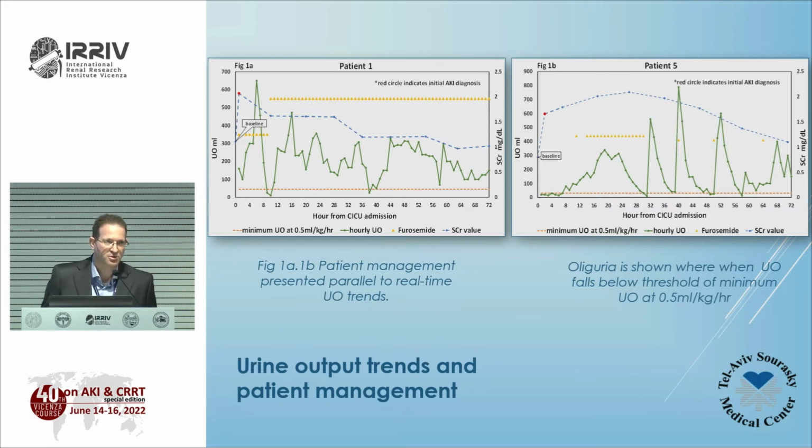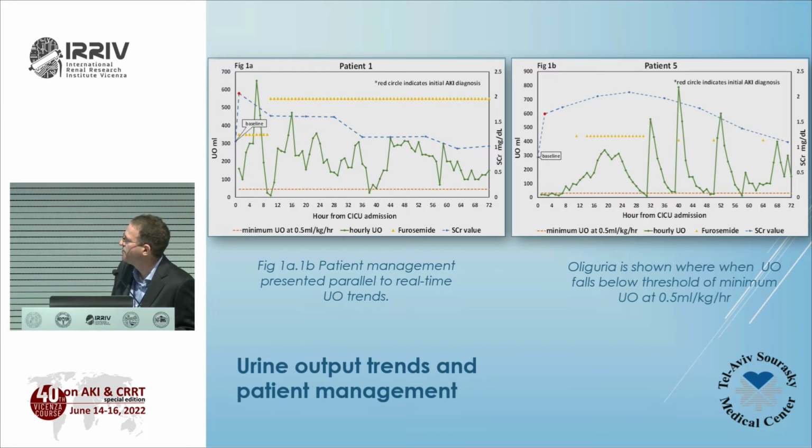When we focus here on patients with acute decompensated heart failure, we can see here patient management presented in parallel with the real-time urine outflow trends. So we can see in the green line the urine outflow presented hourly with the trends, and we can see that oliguria is shown where the urine outflow falls below the threshold of minimum of 0.5 ml per kilo per hour.